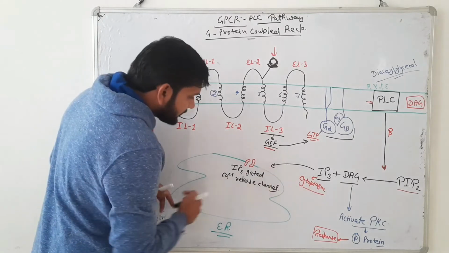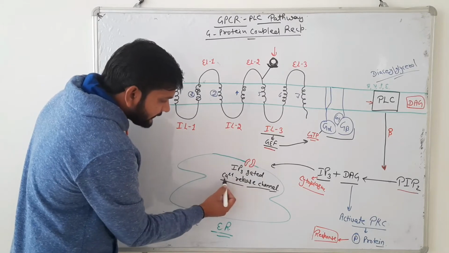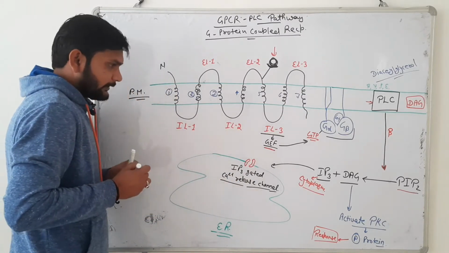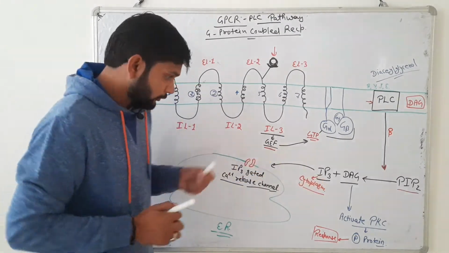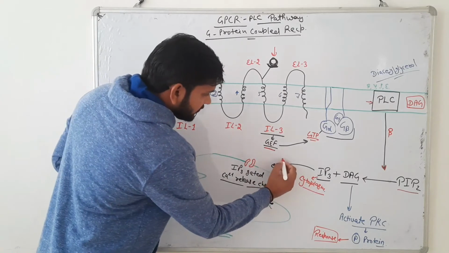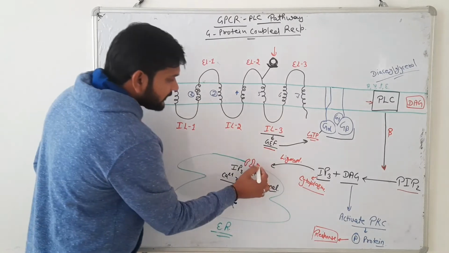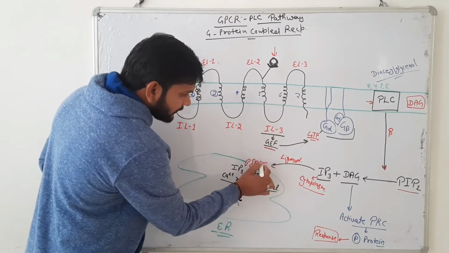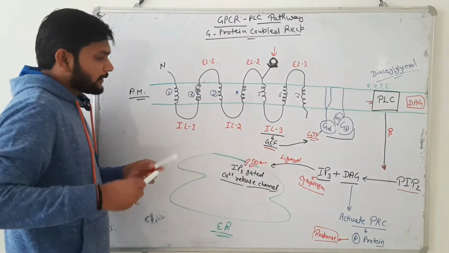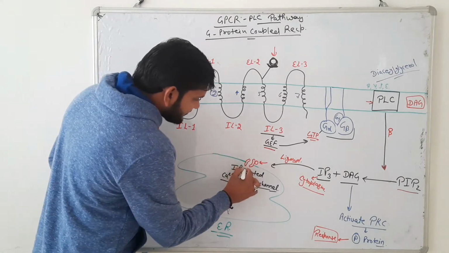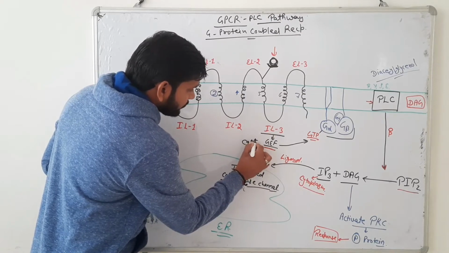Okay, so what will be the role of IP3? IP3 gated calcium release channel. It will open the IP3 gated calcium release channel, because IP3 works as a ligand here. IP3 binds to this channel and opens the IP3 calcium release channel. After the binding of IP3, calcium moves out. Calcium is released into the cytoplasm.